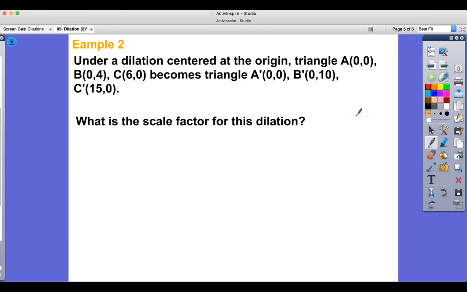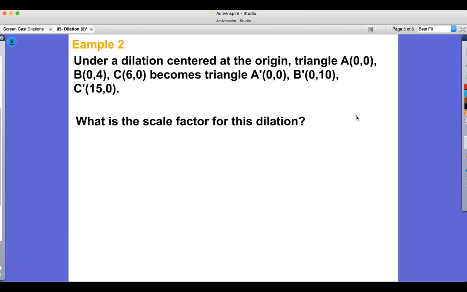Okay, now we're going to shift our attention and do problems which involve finding the scaling factor. So let's begin by doing example 2. Under a dilation centered at the origin, triangle A, B, C becomes triangle A prime, B prime, C prime, and they give us the coordinate of each. So now we have to decide what is the scale factor for this dilation.